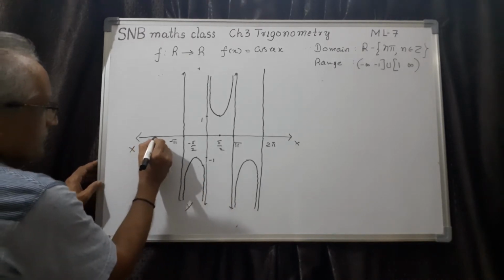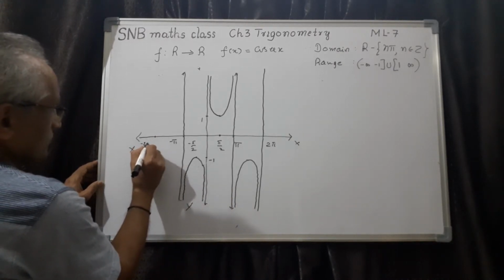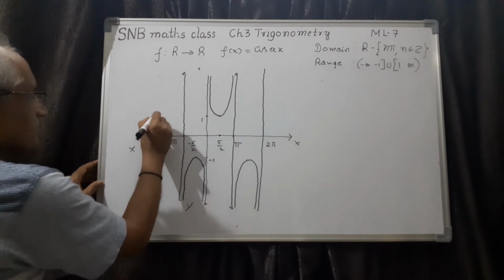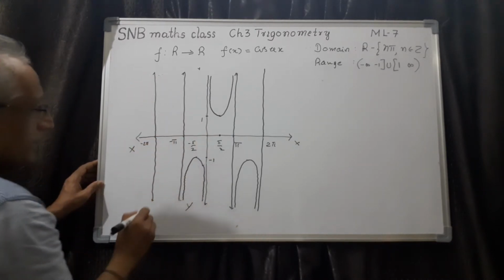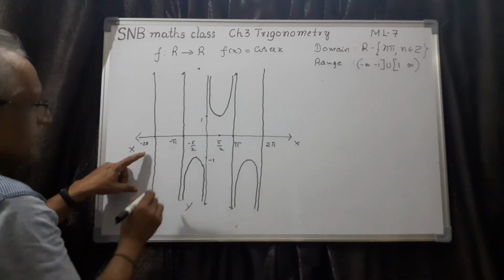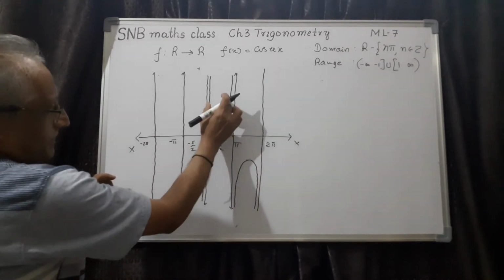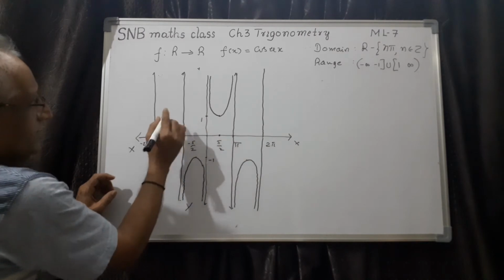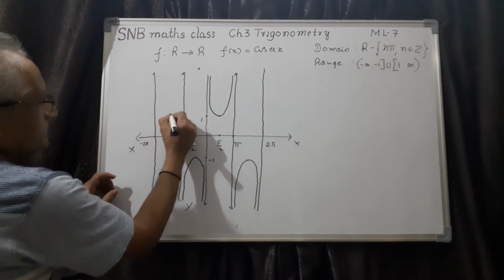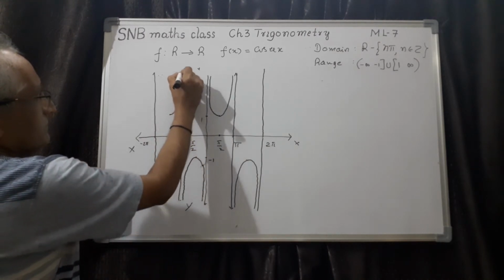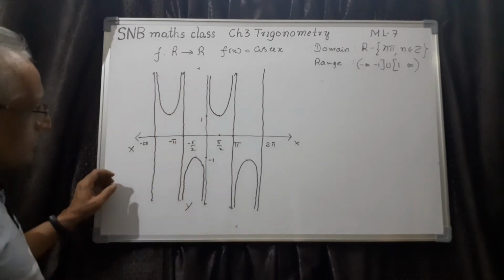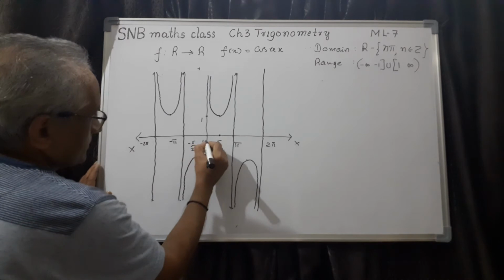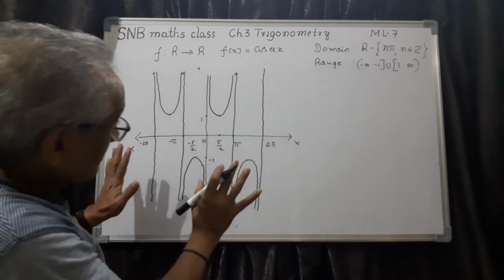Then here also, if you take minus pi, you take minus 2 pi, draw the line. And here also, it is not defined. So, see, one branch here, one branch, alternate. So, here it will be like this. Like this. So, this is 0. Now, you can see whether your graph is correct or not.